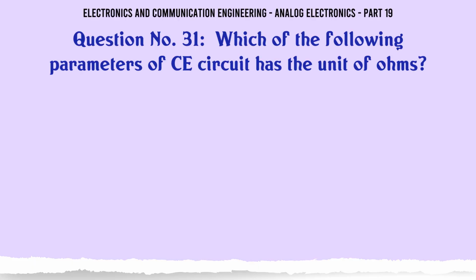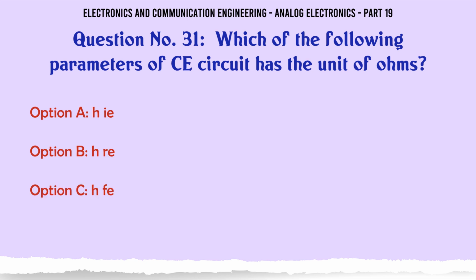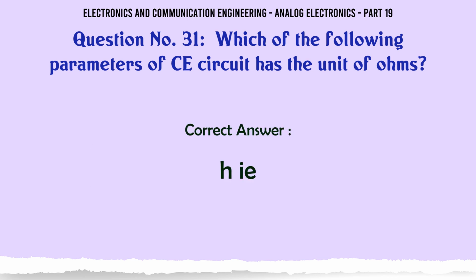Which of the following parameters of CE circuit has the unit of ohms? A. HIE, B. HRE, C. HFE, D. HOE. The correct answer is HIE.